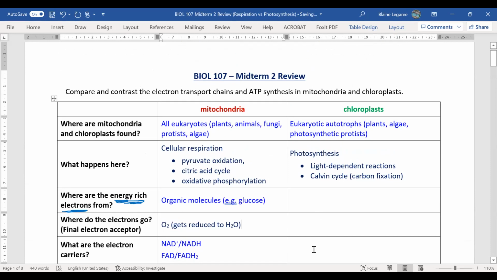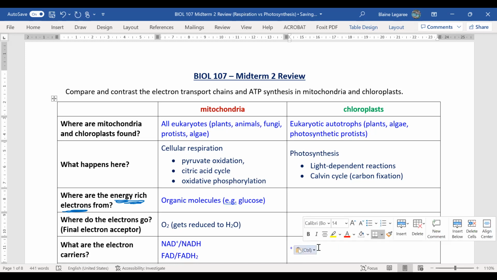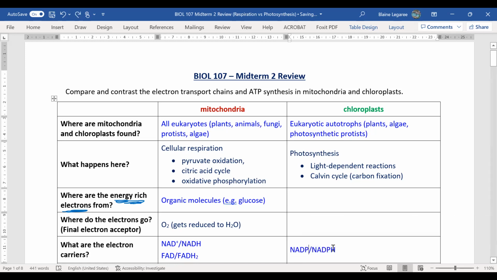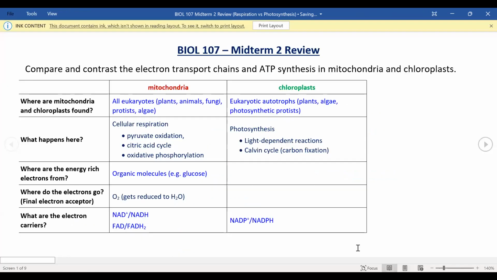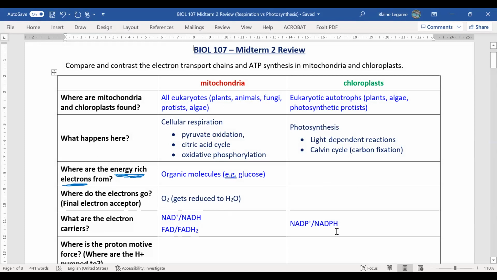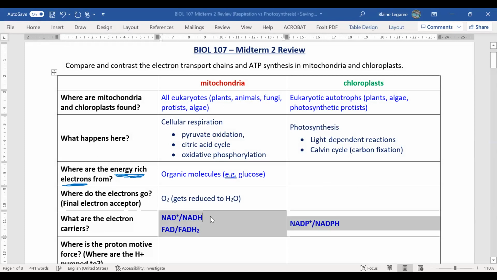Photosynthesis. Maybe we'll start off with the electron carriers. That's the easy one. The electron carrier in this case is NADP+. Remember, it's very similar to NAD+, but it has an extra phosphate on it. And that becomes NADPH. I'm just going to make the plus sign a superscript. There it is. Okay, so there are our electron carriers. They're all good to go.